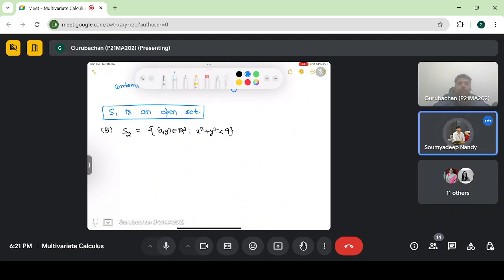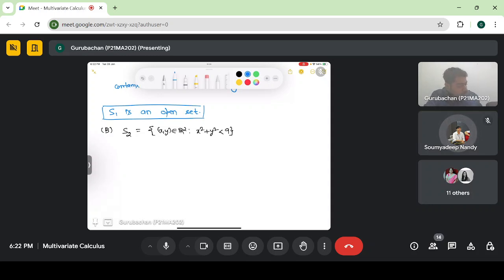If we draw this region, it will be a circle centered at the origin which has a radius of 3. Due to the strict inequality here, we can't consider the perimeter of this circle in the region. So whatever point we choose inside the region will only have intersection with the region, and no intersection with the complement of the region. So that's why this will not be closed and it will be an open set, sir.